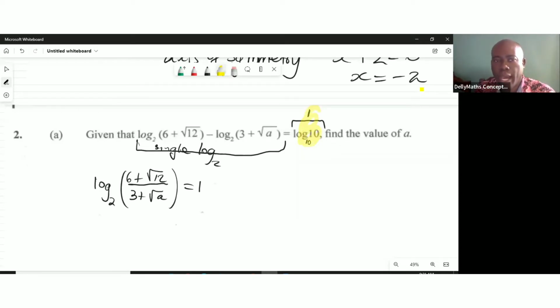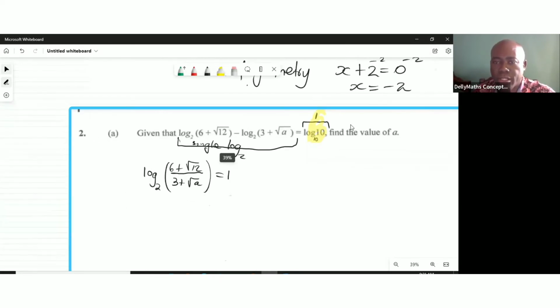Somebody might be wondering where we got base 10. It's because they didn't put a base, and when they don't put a base, then technically it's base 10. All right, let's go further. So we want to work this down some more now.